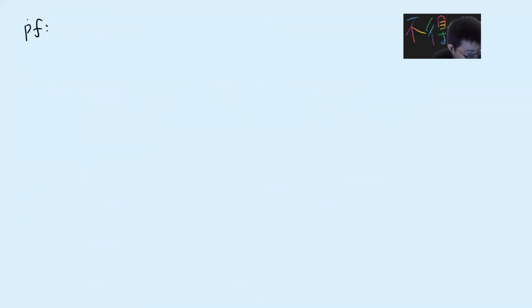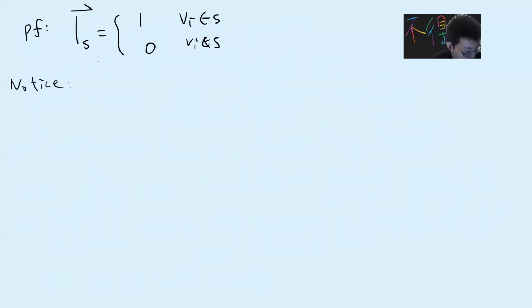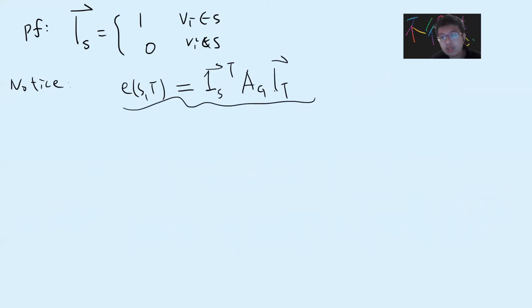The proof looks like this. Let's quickly define 1_S, a vector which is 1 if v_i belongs to S and 0 if v_i does not belong to S. Notice this E(S,T): you just compute the vector 1_S with the adjacency matrix and the vector 1_T. This is the first observation. Once you observe this, you probably get the answer.